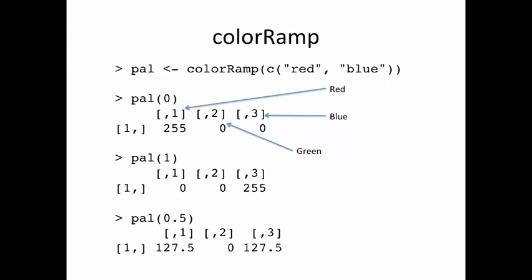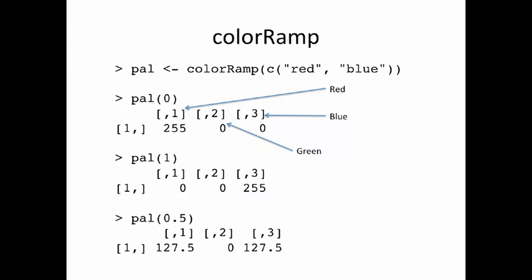When I say pal of 1 down here, you see I've got 0 for red, 0 for green, and then I've got the maximum 255 for blue. So this just gives me the color blue. That's the other end of my color palette. So what if I do something in between, like pal of 0.5?